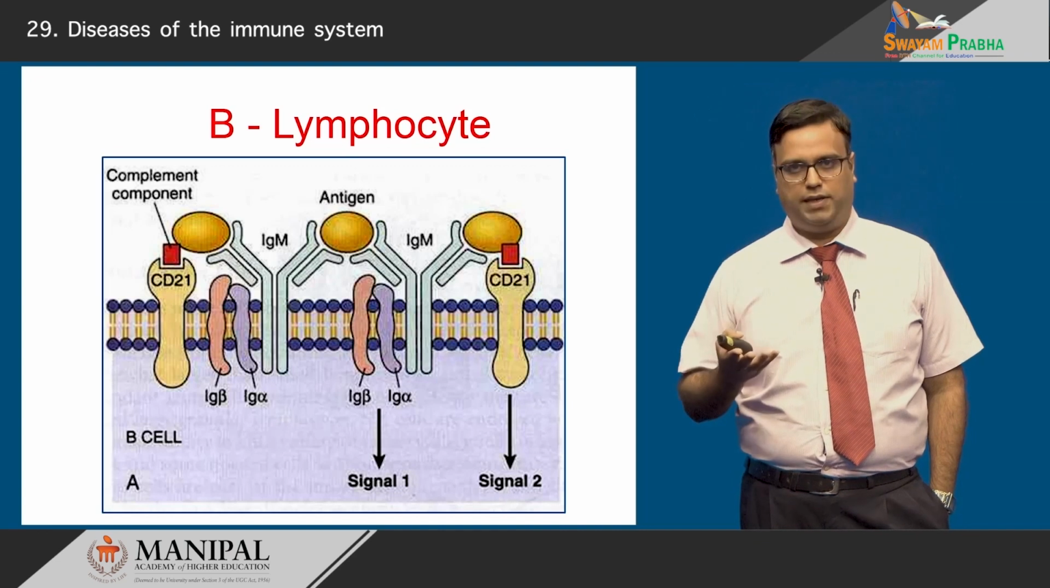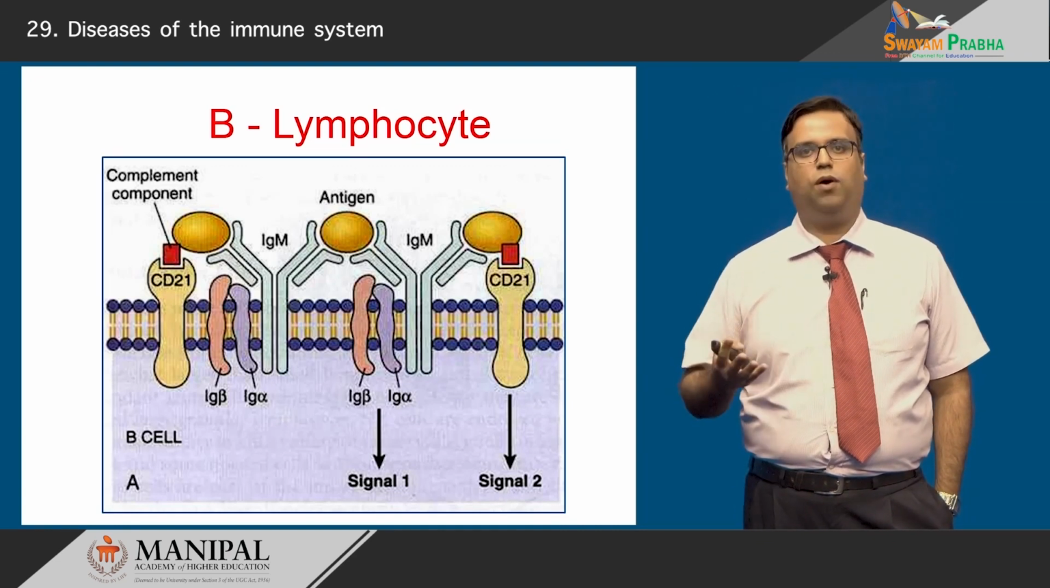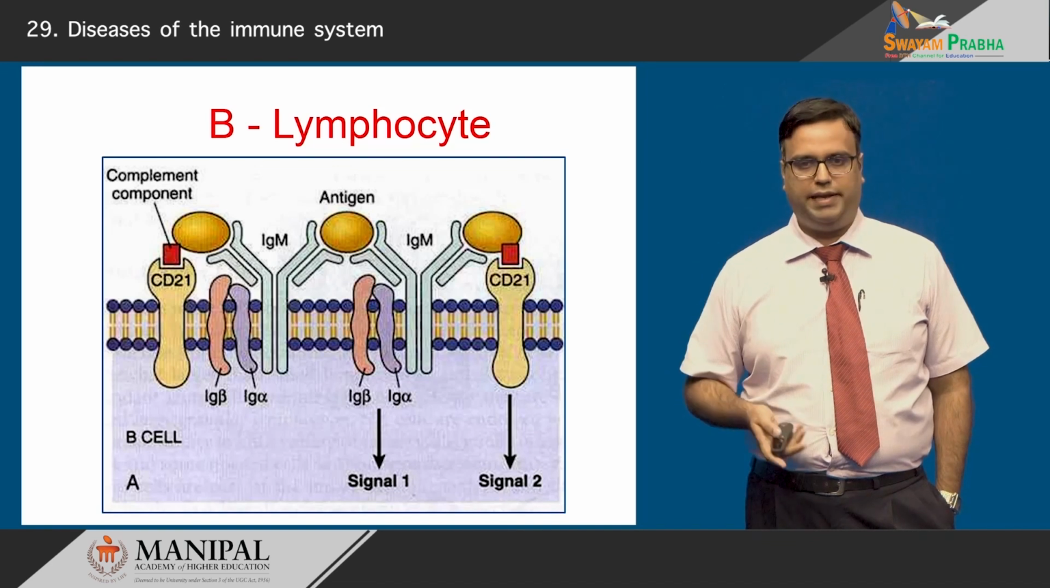Now when both signal 1 and 2 are present, the lymphocyte from its baseline naive state becomes an activated lymphocyte, meaning that the lymphocyte is now ready to release all the products. Maybe it is immunoglobulins, maybe it differentiates into plasma cells. We will have a look at those in the ensuing slides.